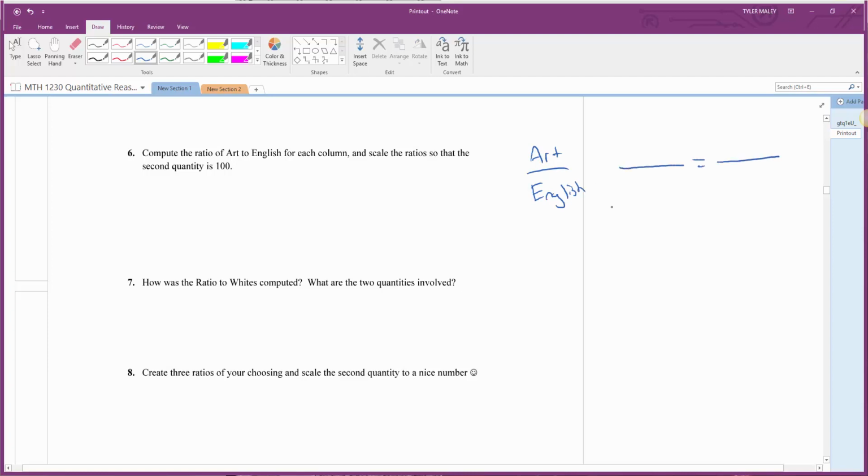And we want to scale this second quantity to 100, right? So my general setup will be this. Let me do it for the first couple with you. So for whites, we would do 541 compared to 1,567, right? English classes, and then we want to solve for this unknown.